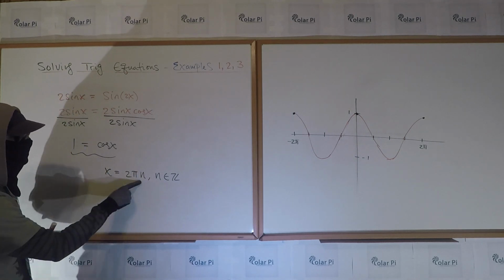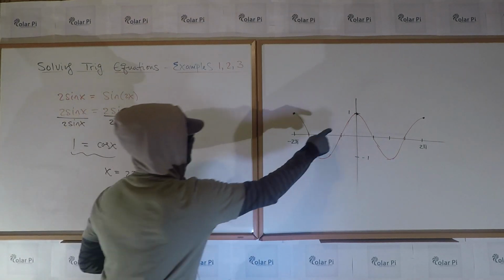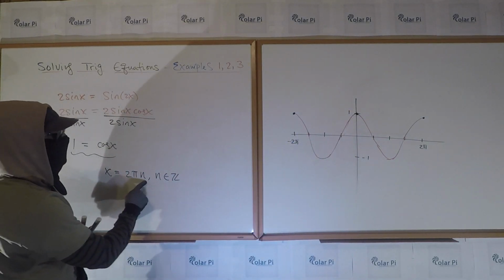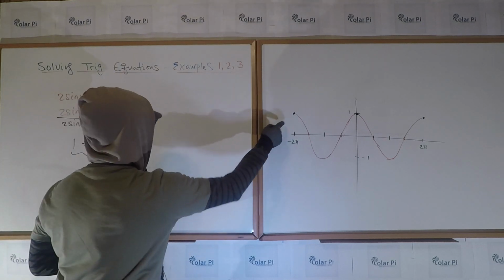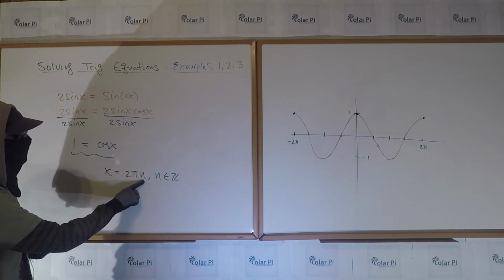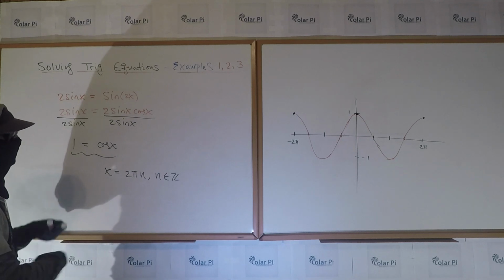And notice when n is equal to 0, I have x is equal to 0. That's this one. When n is equal to 1, I have 2 pi. That's that one. When n is equal to -1, I have -2 pi. So by plugging in different n values where n is an integer, you catch all of them.